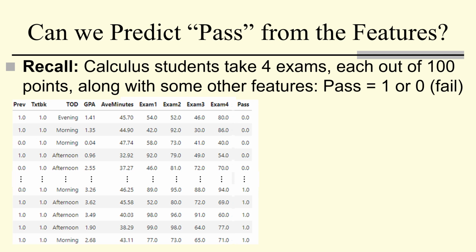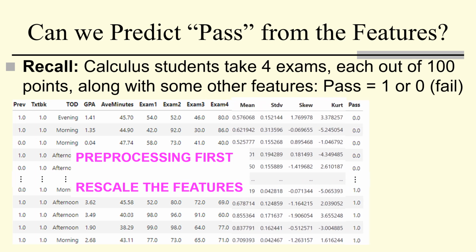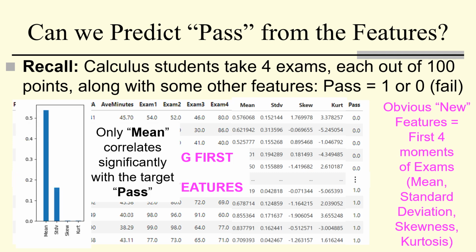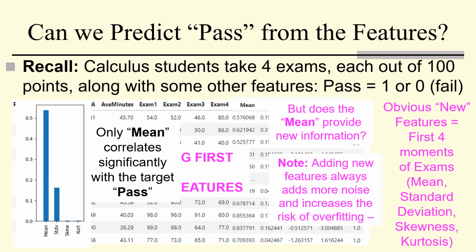Can we predict a pass from these features? Well, first thing we do is pre-process, rescale the features, and then once we've done that, there are some obvious new features: mean, standard deviation, skewness, kurtosis, the first 4 moments of the exams. Notice that these values are of the rescaled original data. Only mean correlates significantly with the target pass, but does it provide new information? You see, adding new features always adds more noise and always increases the risk of overfitting. The true test is how the new feature performs in a model.